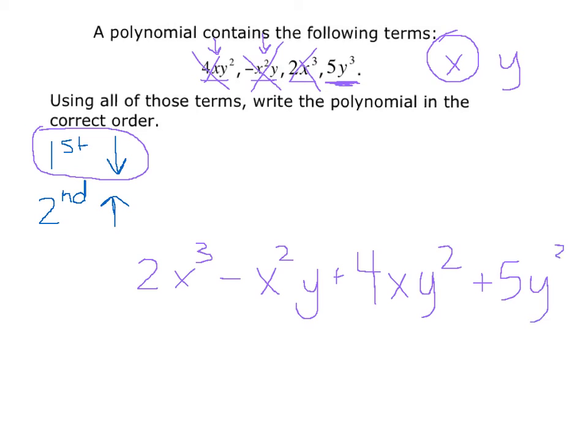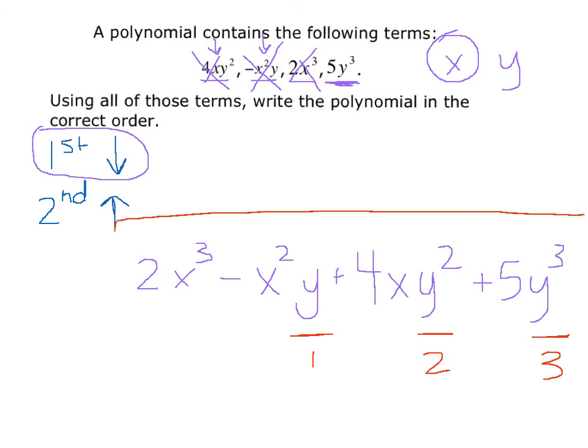Now if we go through and check this, we want to make sure that the y terms are increasing as we go through. So we have a y to the first, y to the second, y to the third. So they do increase as you go from left to right. So our final answer is 2x to the third minus x squared y plus 4xy squared plus 5y to the third.